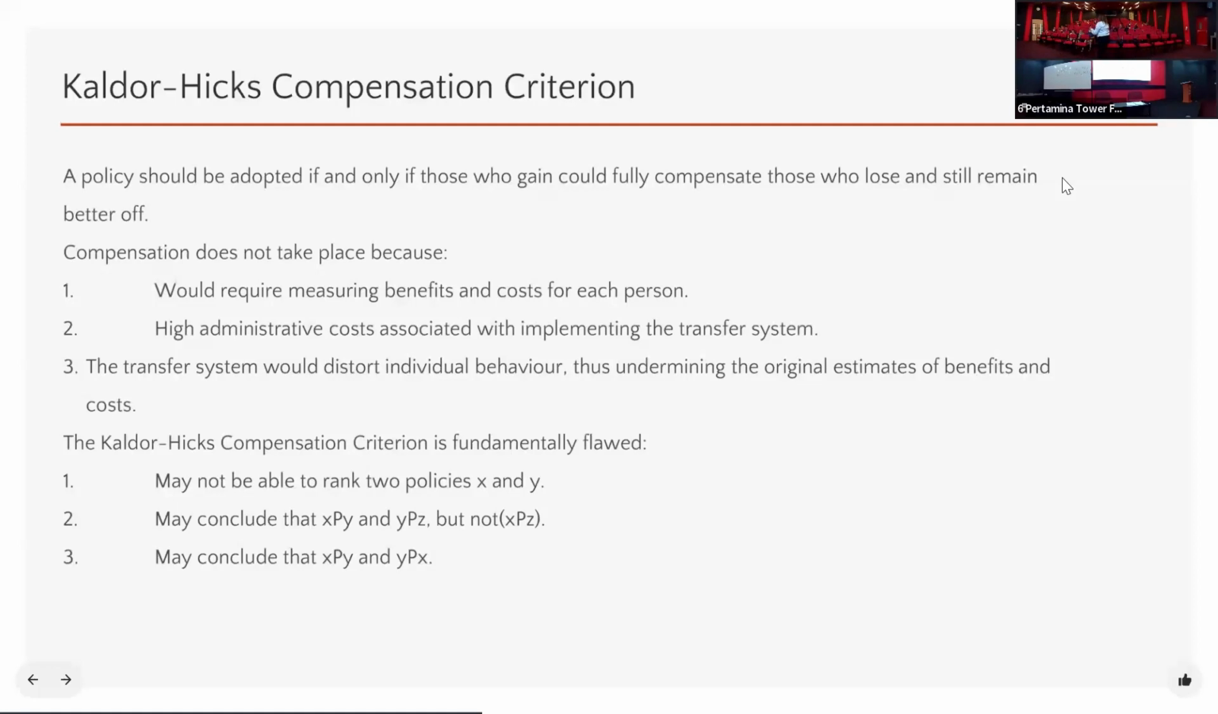So what are you proposing? What is Kaldor-Hicks saying? If it's really such a good idea for Brexit, you guys are going to pay them, and it's still going to be a good idea.